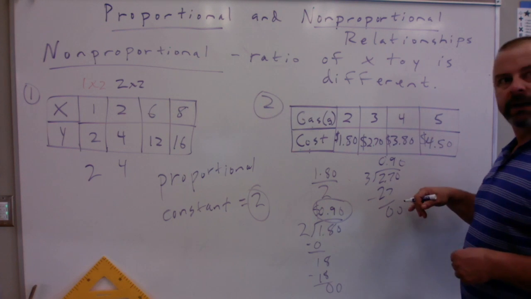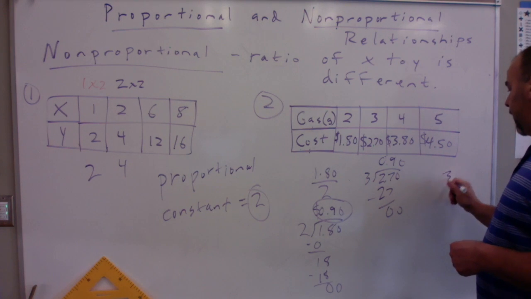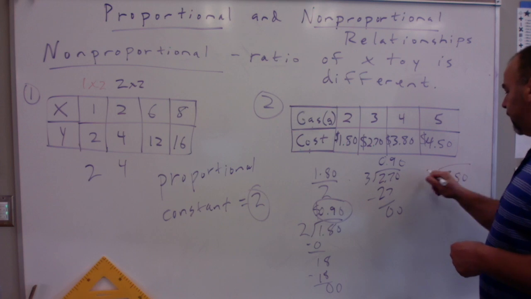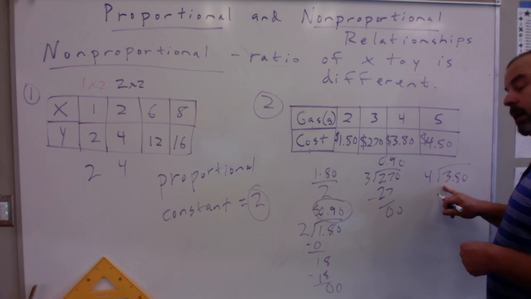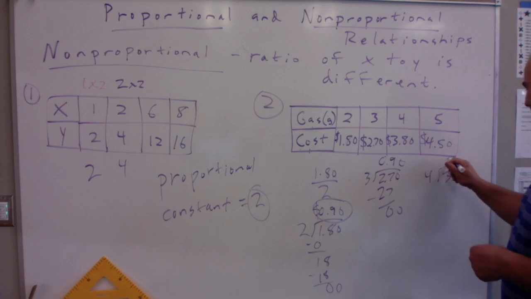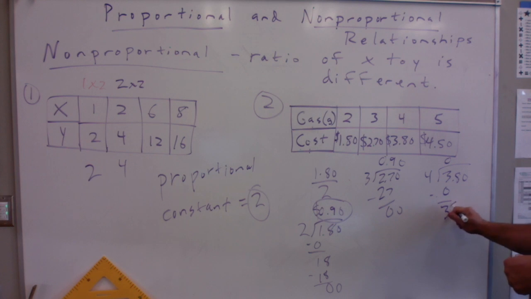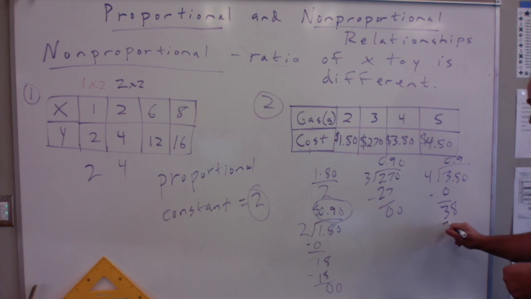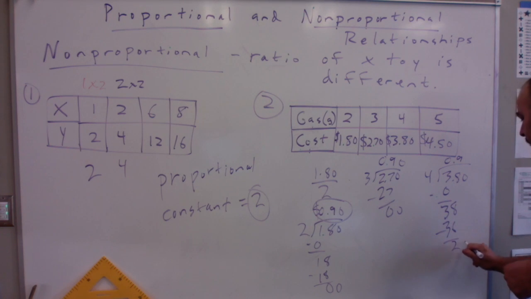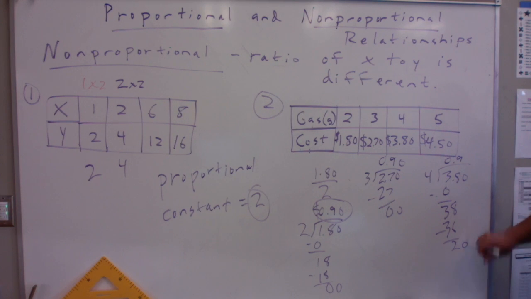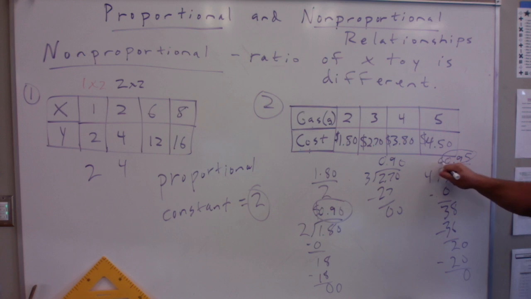What about this one right here? Okay, 380. Does 380 divided by 4, does 4 go into 3? That goes in 0 times. 0 times 4 is 0, so that's going to be 3. Bring down the 8. 4 goes into 38 9 times. 9 times 4 is 36. Subtracting, you get 2. Bring down the 0. 4 goes into 20 how many times? Goes in 5 times. 5 times 4 is 20. Subtracting, you get 0. Guess what? This is 95 cents a gallon.